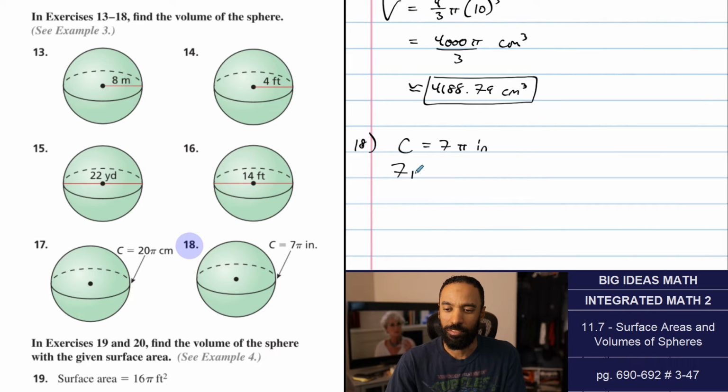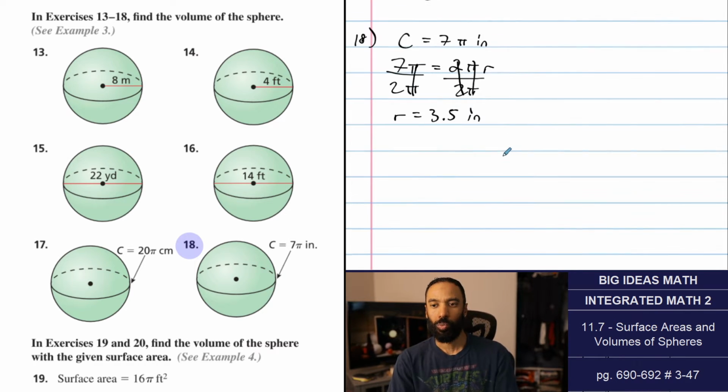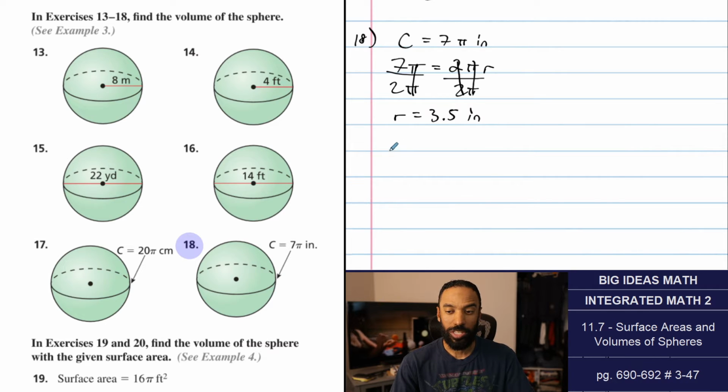dive into 7 pi being equal to 2 pi times the radius. If you divide by 2 pi here, sure, the pi's go away on this part, but you also still get 7 halves. That's 3.5. So 3.5 inch radius. We'll use that in our volume formula. Actually, this one should be pretty clean looking. Check this one out. 4/3 pi times 3.